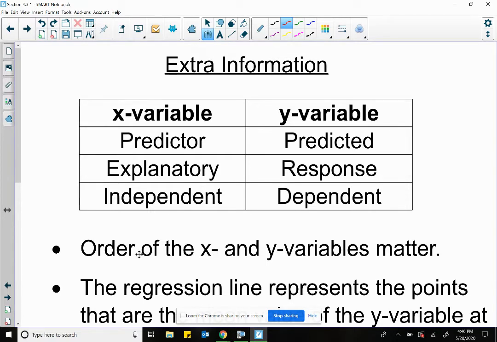So in this one, it's very important that you keep the order. Whoever's supposed to be the predictor needs to stay, and whoever's the predicted needs to stay. Because if I switch those two, I have a whole new line that I'm looking at. The correlation coefficient is still the same, but the line is different if you switch them.